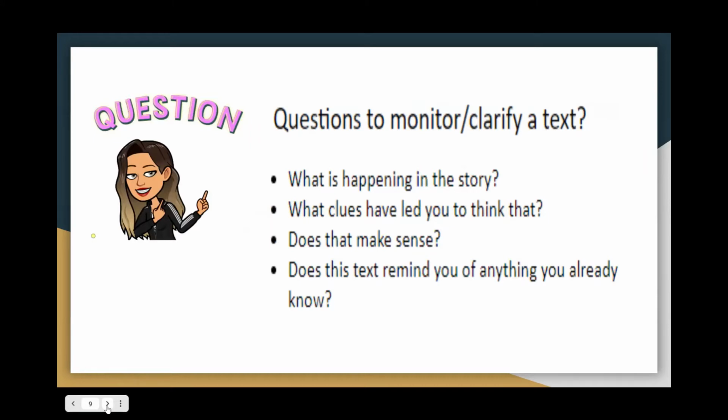What are some questions that you can ask yourself when you are monitoring or clarifying a text? Well, you stop and you think, boys and girls. You think to yourself, what is happening in the story? What clues have led you to think that? Does the story make sense? Does this text remind you of anything you already know? These are questions that you can ask yourself in order to monitor and clarify the text you are reading.